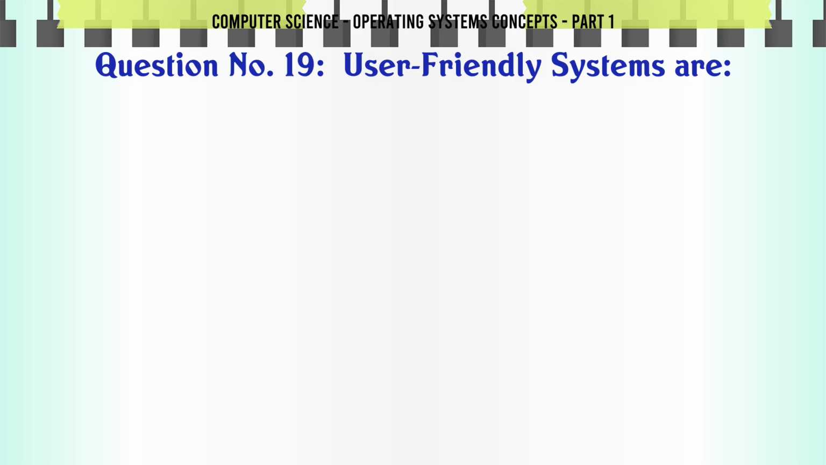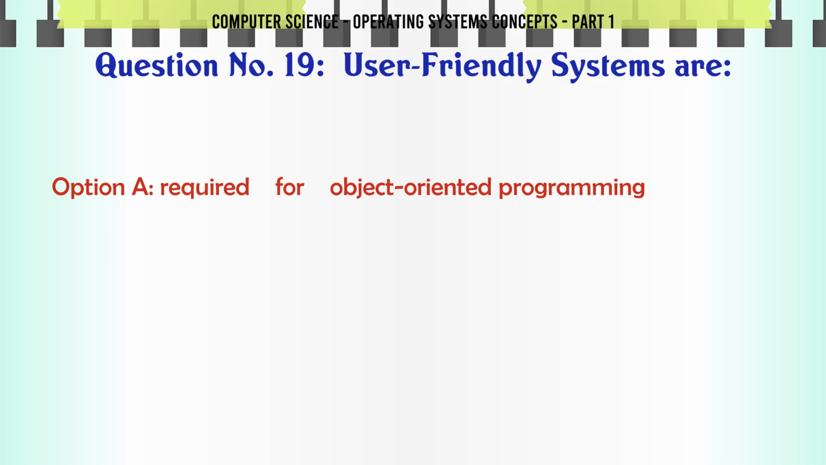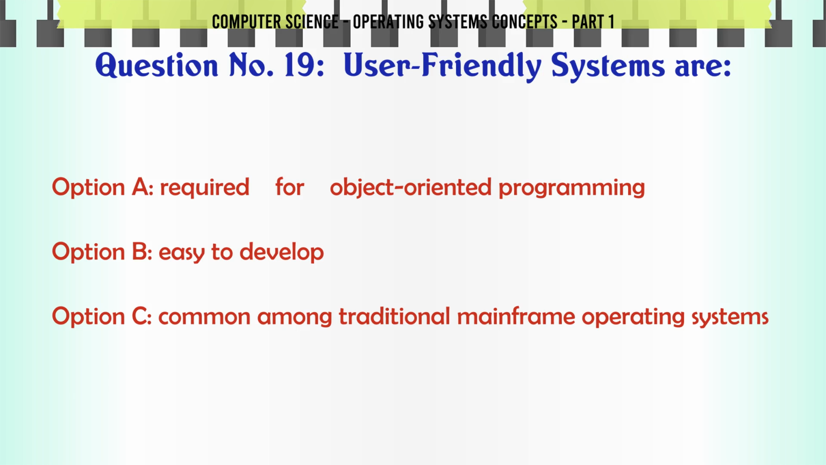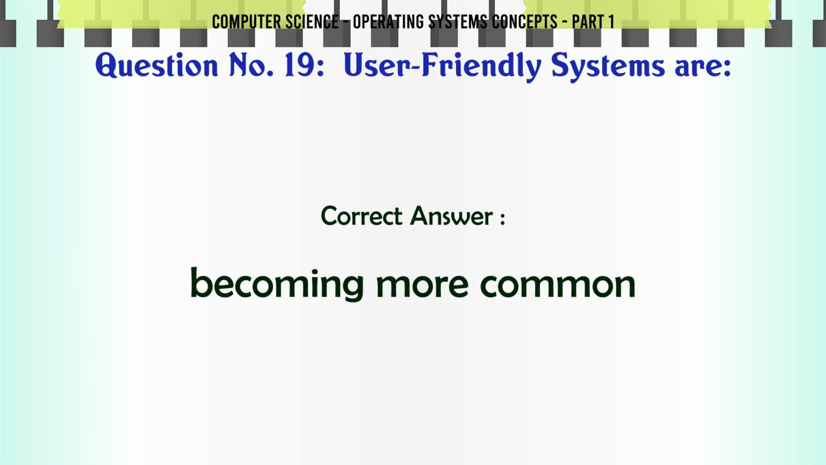User-friendly systems are A. Required for object-oriented programming. B. Easy to develop. C. Common among traditional mainframe operating systems. D. Becoming more common. The correct answer is becoming more common.